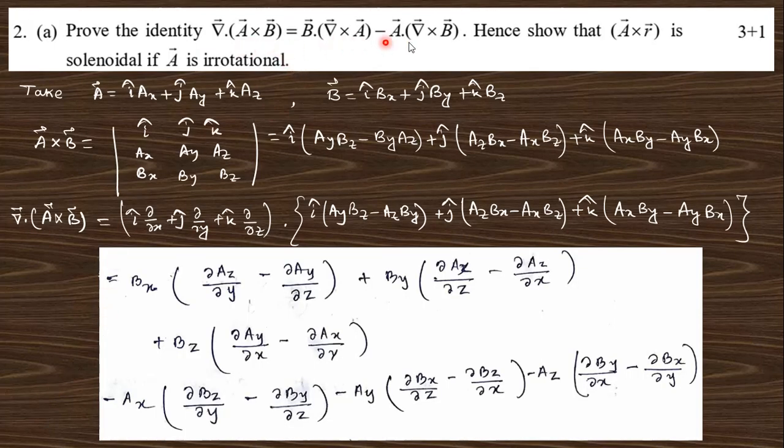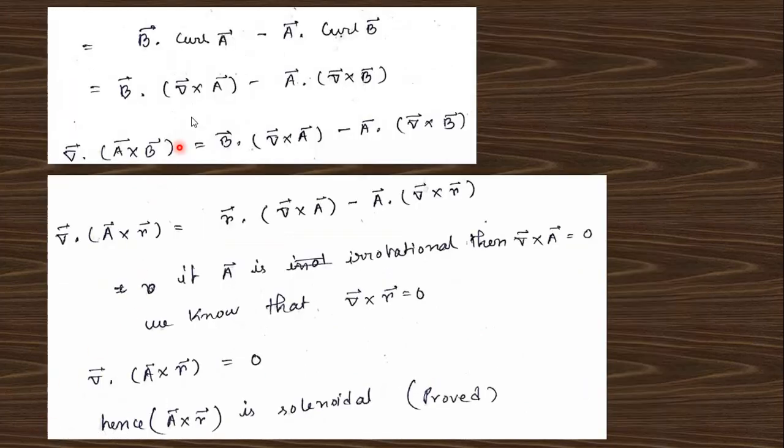So, you need to prove this vector identity. This is very simple, you go through this. A vector is taken as i cap ax plus j cap ay plus k cap az, and b vector is taken as i cap bx, j cap by, k cap bz. So, just calculate a cross b, you will get this one, and divergence of a cross b, go through this calculation, and you will get this vector identity very clearly, right.